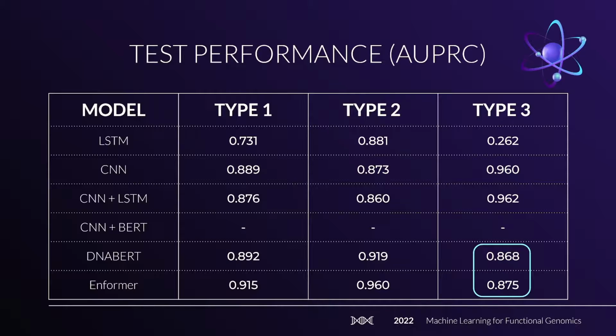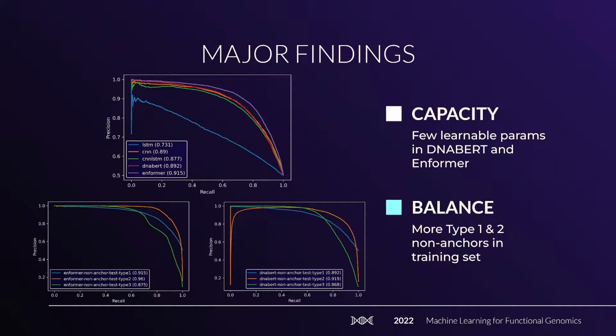In order to try and understand this, we need to dig a little bit deeper. Here are the precision-recall curves for many of our models. The chart at the top shows all of our models on the type 1 test set, and we can see the purple Enformer here outperforms all of the others. And the bottom 2 charts show the Enformer and DNABERT on all 3 test sets. The type 3 curve is green, and we can see that this is considerably worse than the other 2 test sets. There are 2 insights that we gained about this that might explain why.